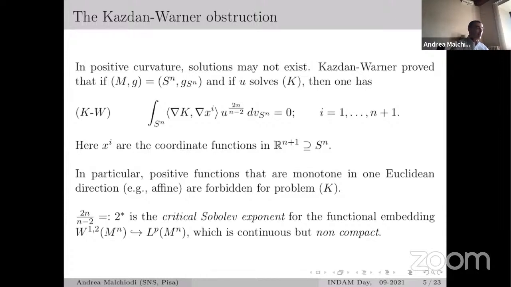Analytically, the difficulty comes from the fact that this exponent, which appears here, is the critical Sobolev exponent for the embedding of W^{1,2} into L^p. W^{1,2} are the functions which are in L^2 together with the gradient on the manifold M, and L^p is a classical L^p space. This embedding is continuous but not compact. So this means that when you try to use classical tools from analysis to solve the above equation, you have trouble coming from a lack of compactness. Typically, minimizing sequences will not converge.